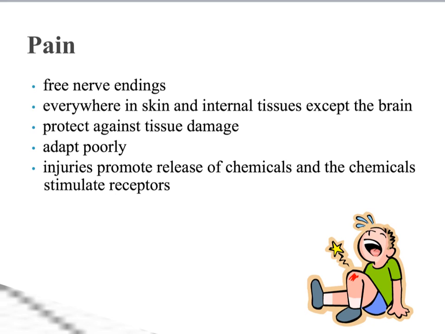When we injure a tissue, we're damaging cells. The guts of the cells usually spill out of that damaged cell, and those chemicals are the stimulant for those pain receptors. So the guts of cells or chemicals released by damaged cells are what stimulate our pain receptors to fire.